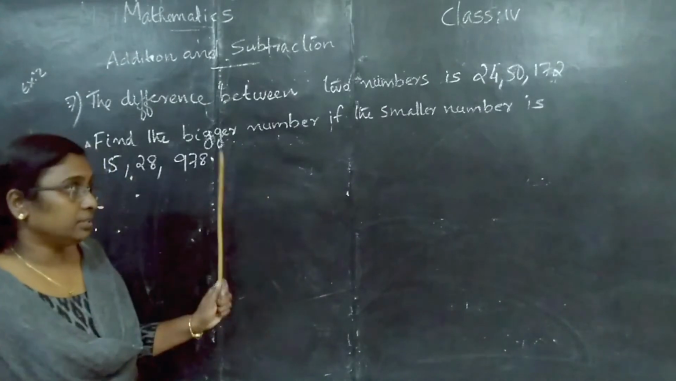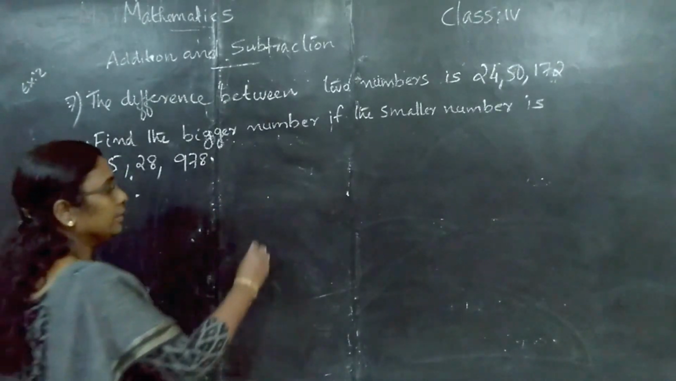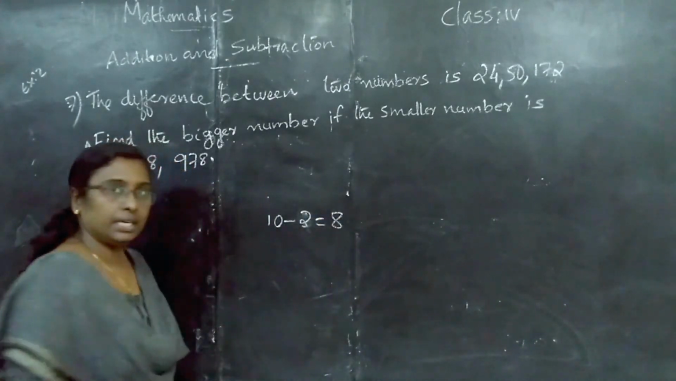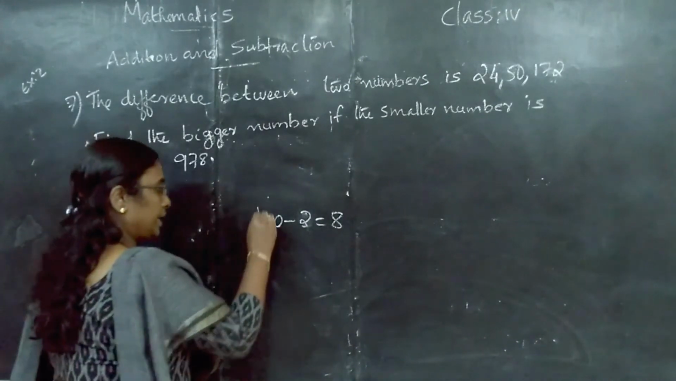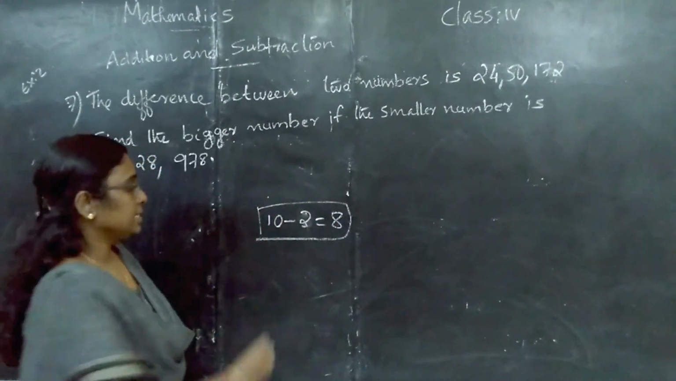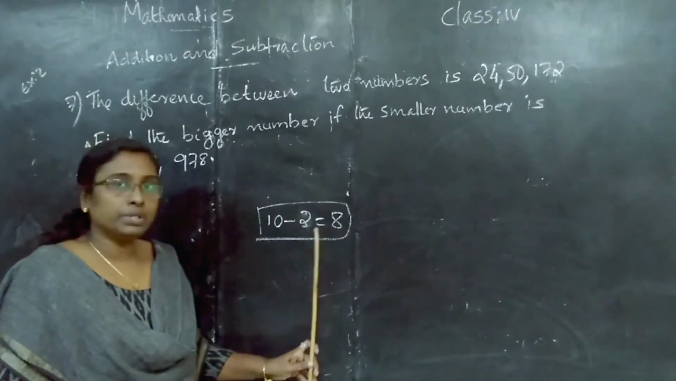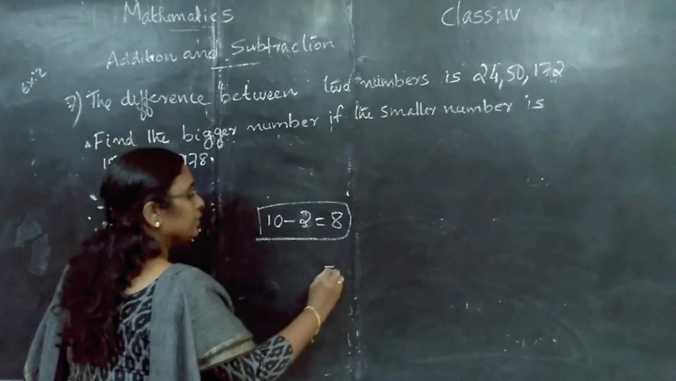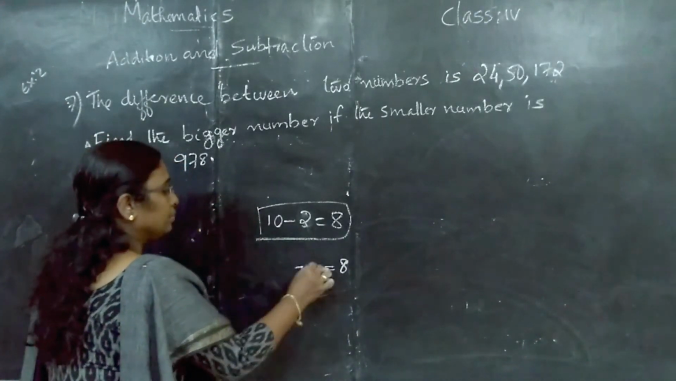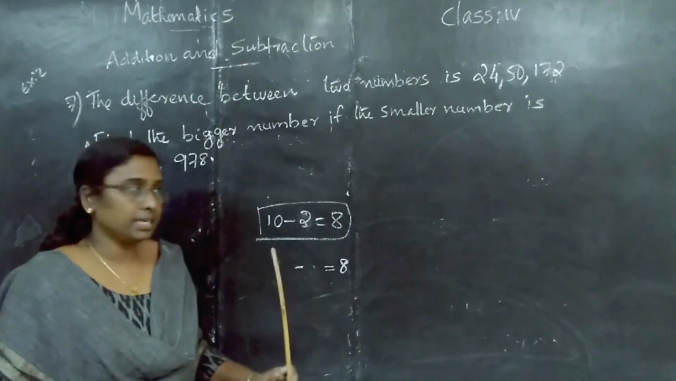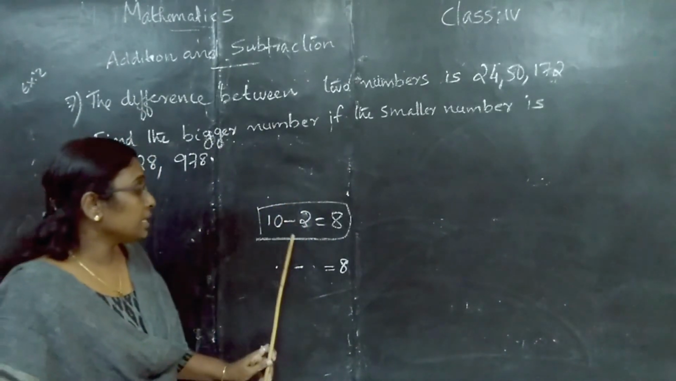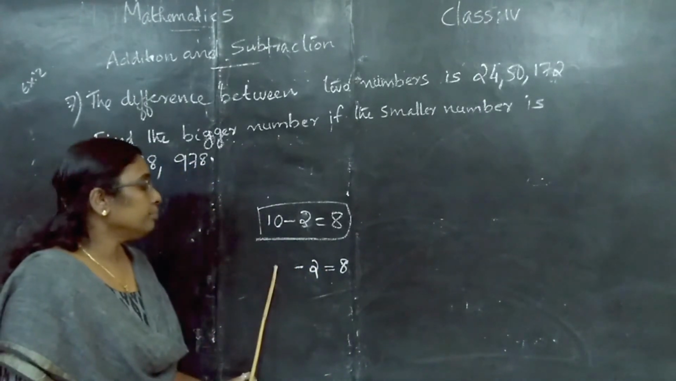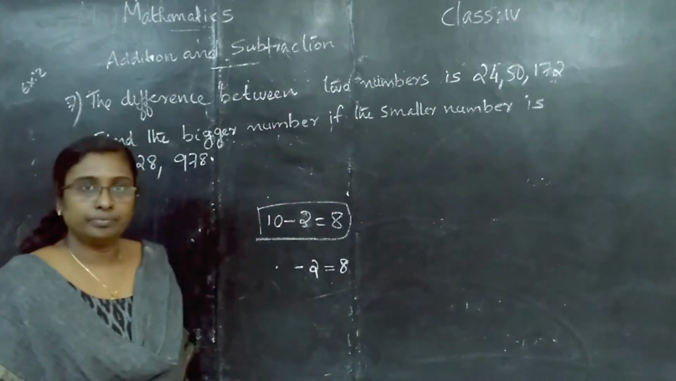I will explain this through a single digit number. Look here. We know that 10 minus 2 equal to 8. Isn't it? The question here is the difference between two numbers. Listen carefully. The difference between two numbers is 8. The smaller number is 2. If the smaller number is 2, what is the bigger number? This is our question. Okay?